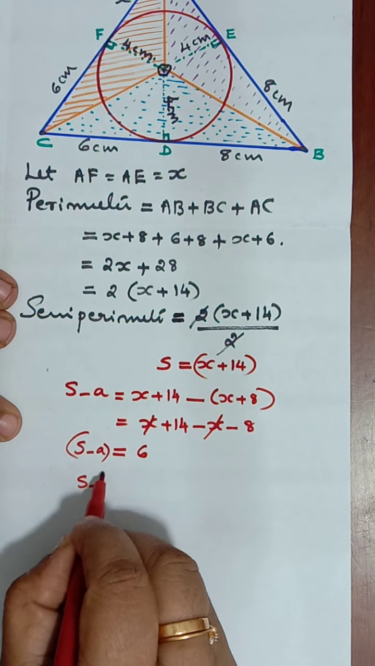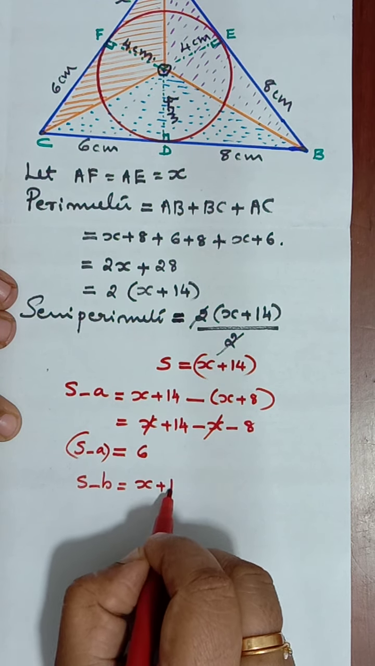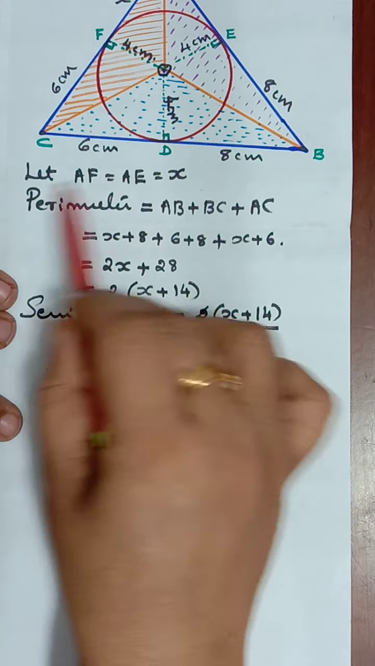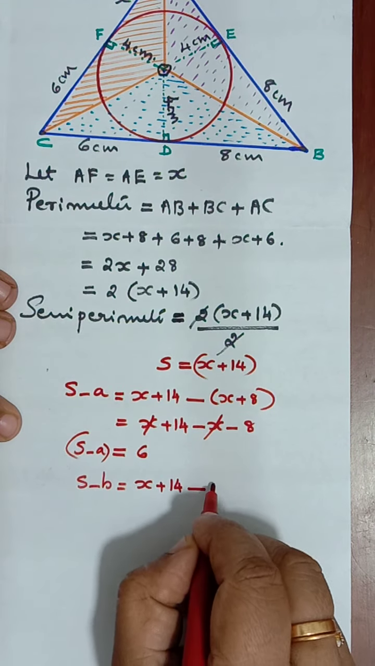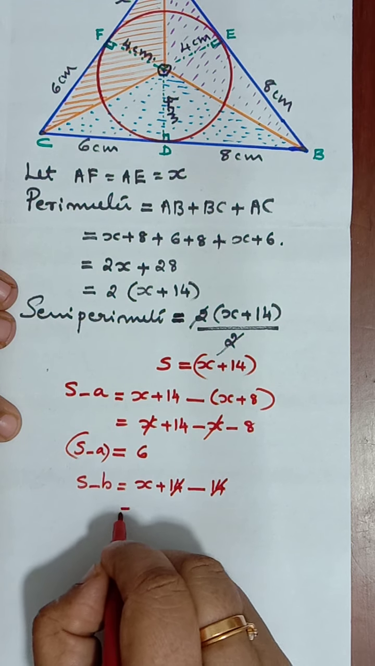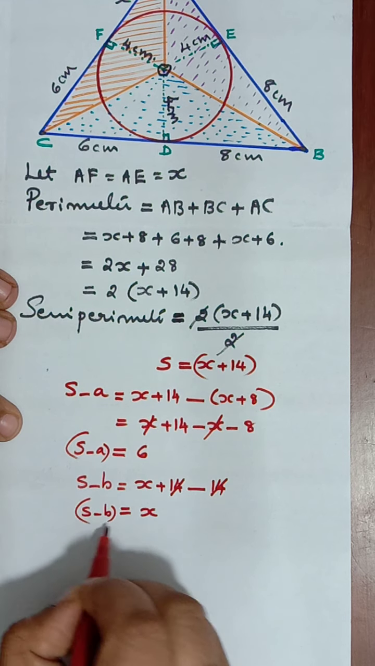Now comes S minus B. What is our S? x plus 14 minus B, which means the next side. Isn't it BC? 6 plus 8, 14. So 14 minus 14 is 0. S minus B is x, we are getting.